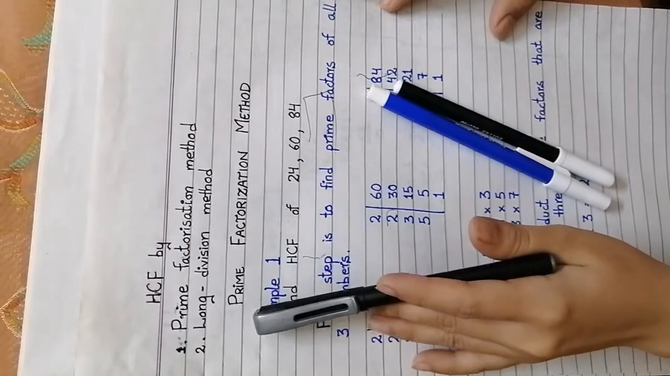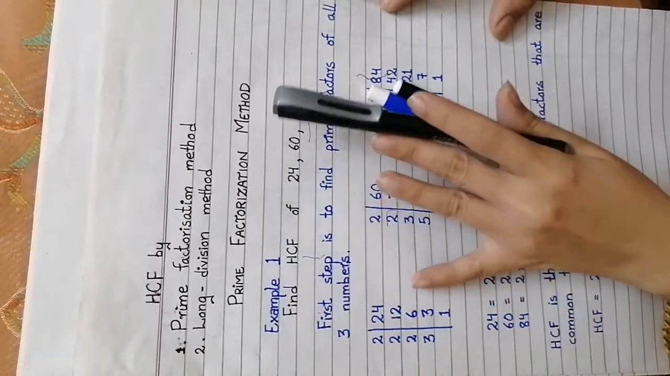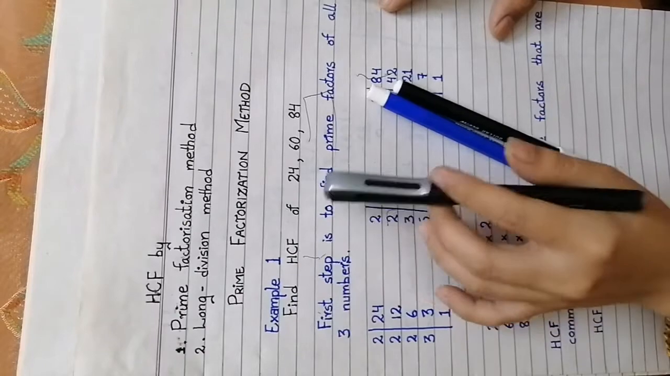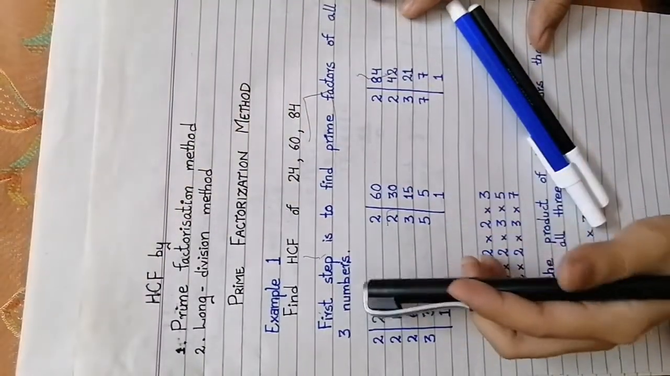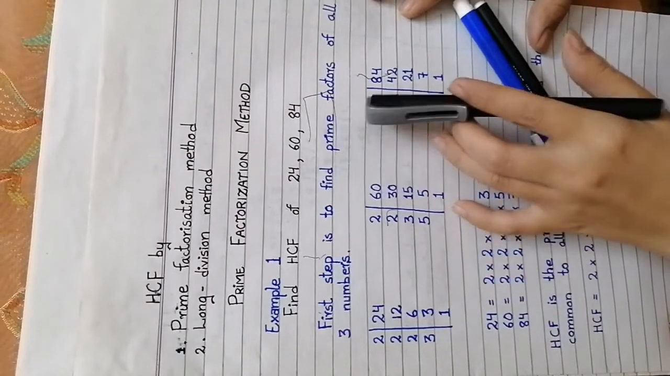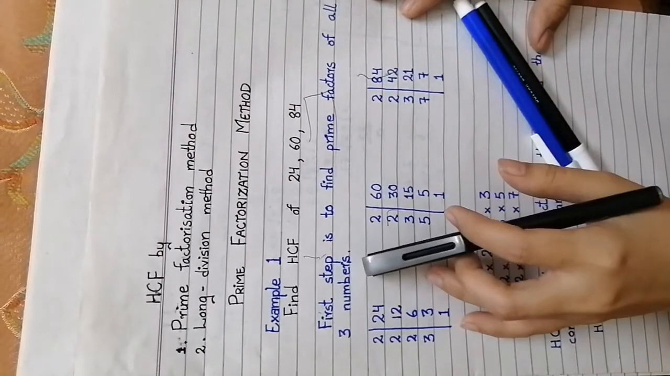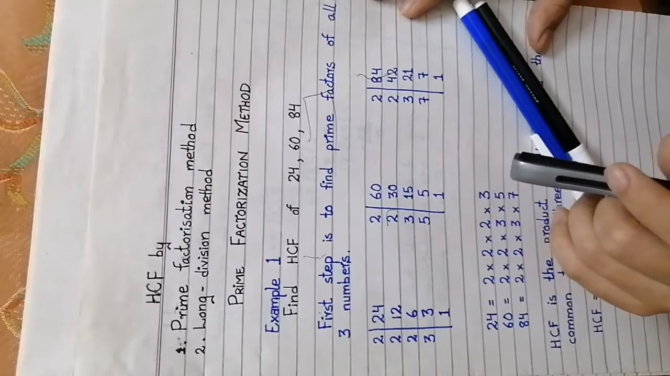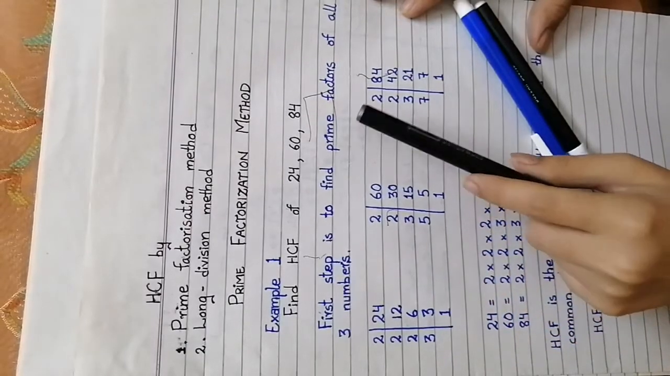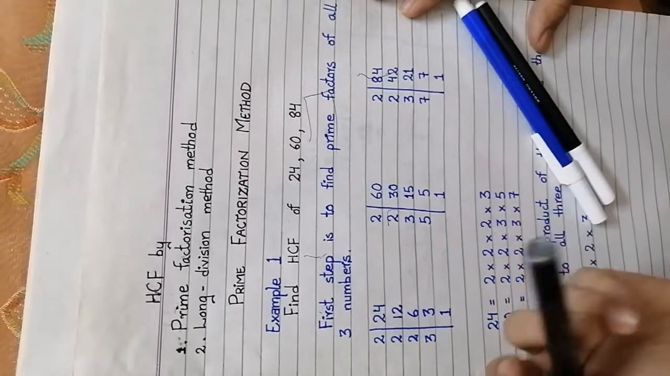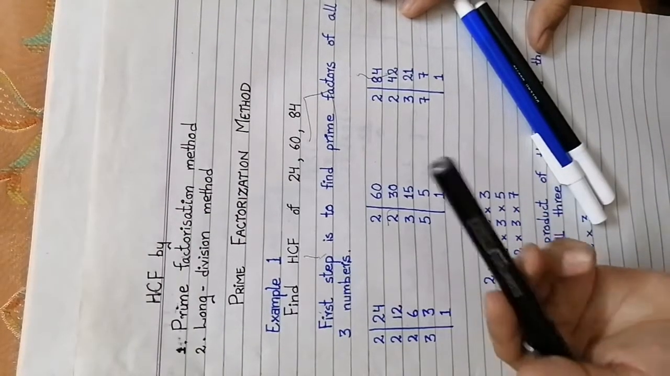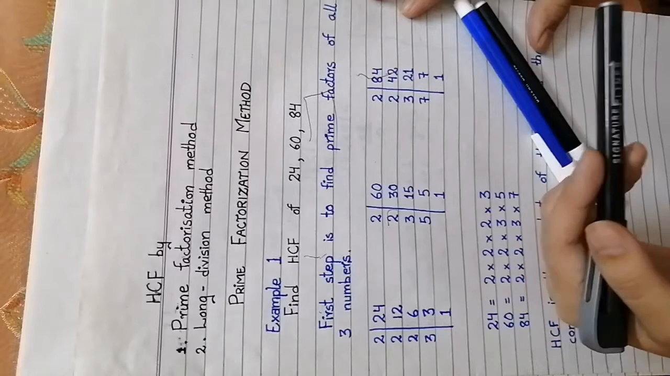So look at our first method, prime factorization method. Find HCF of 24, 60 and 84. First step is to find prime factors of all three numbers. What is our first step? We have to find prime factors. So what are our prime numbers? 2, 3, 5, 7, 11, like this.